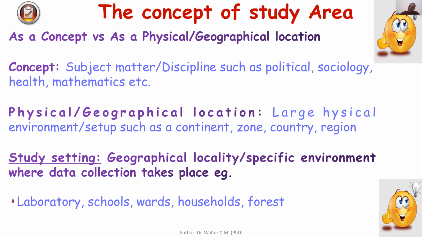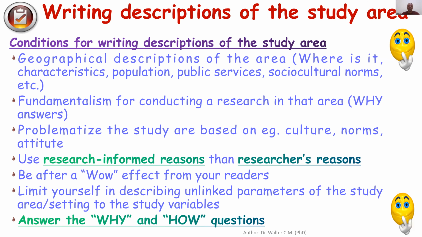So this is how you can at least differentiate between the study setting, study area and the study setting. Same. Now we have some conditions when you want to write paragraphs or descriptions in your research proposal when you reach the section of methodology, but it is a subsection of study setting. How are you going to write it? Which conditions should you consider before even starting typing your descriptions in the research proposal?